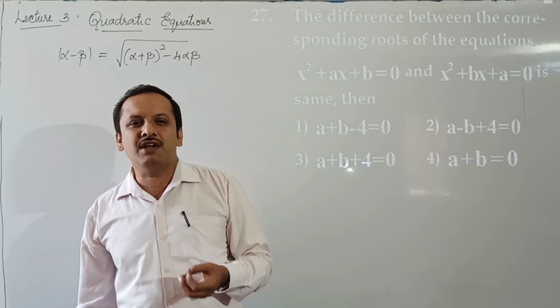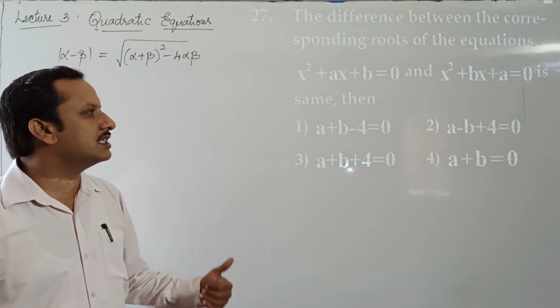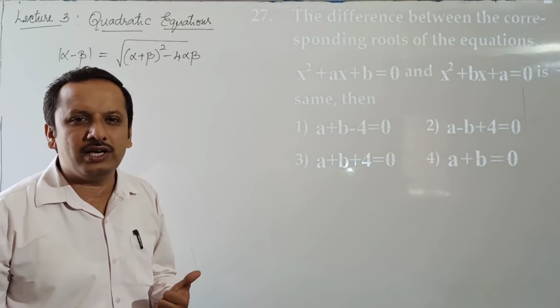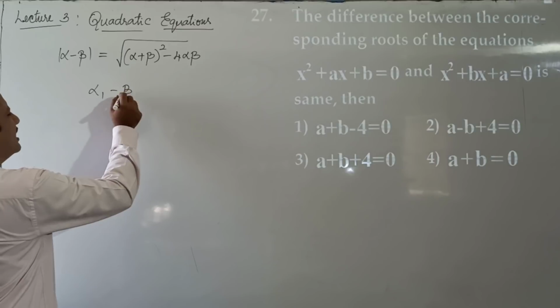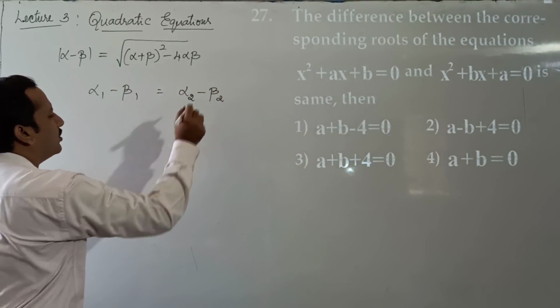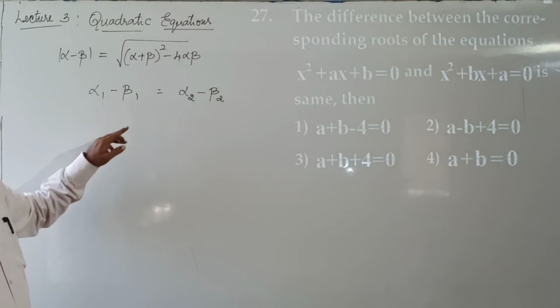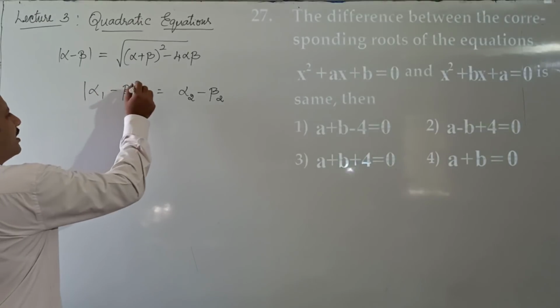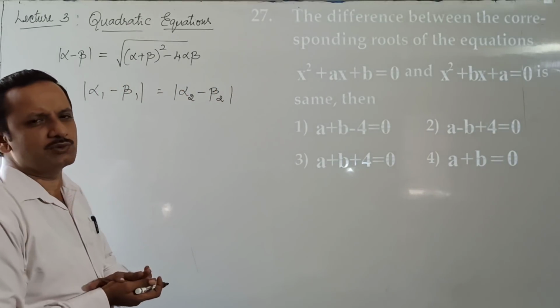For the first equation, I will take alpha 1 and beta 1 as the roots. For the second equation, I will take alpha 2 and beta 2 as the roots. Then what they have given is alpha 1 minus beta 1 is equal to alpha 2 minus beta 2. This is what they have given. But we don't know which is greater, alpha 1 or beta 1. So what I will do is I will take modulus. So these two are equal, that is what they have said.